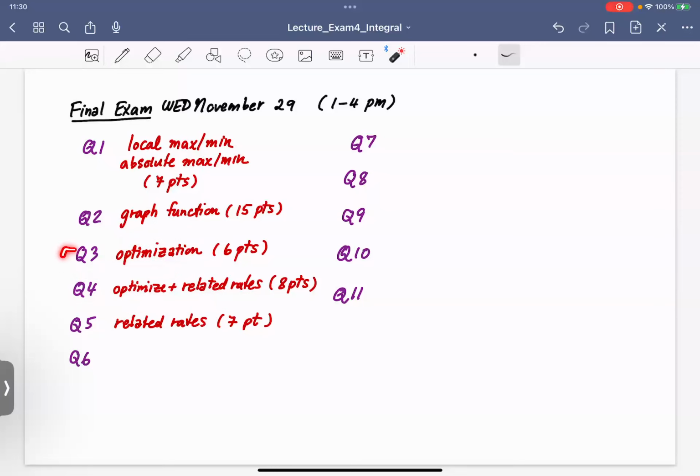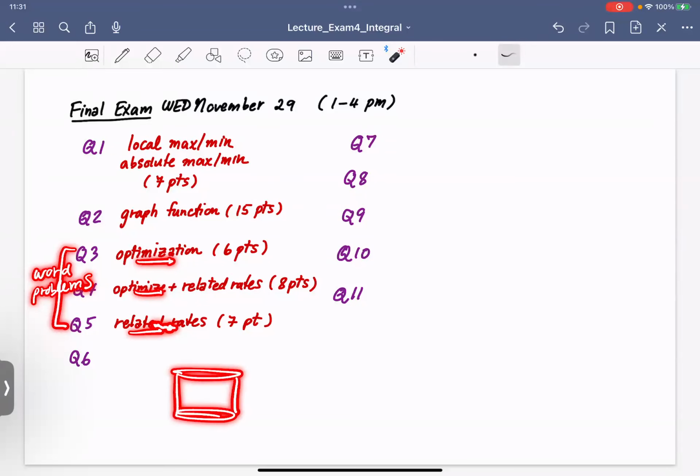But these 3 questions are word problems, so you're gonna need to read the question carefully and try to set up the problem. The thing that we learned in class is like the swimming pool problem, the one that we just did on Monday. That is an example of a word problem. Also the one you saw before that, where I was trying to roll the cylinder and get the maximum area or something. A lot of word problems can be on this question.